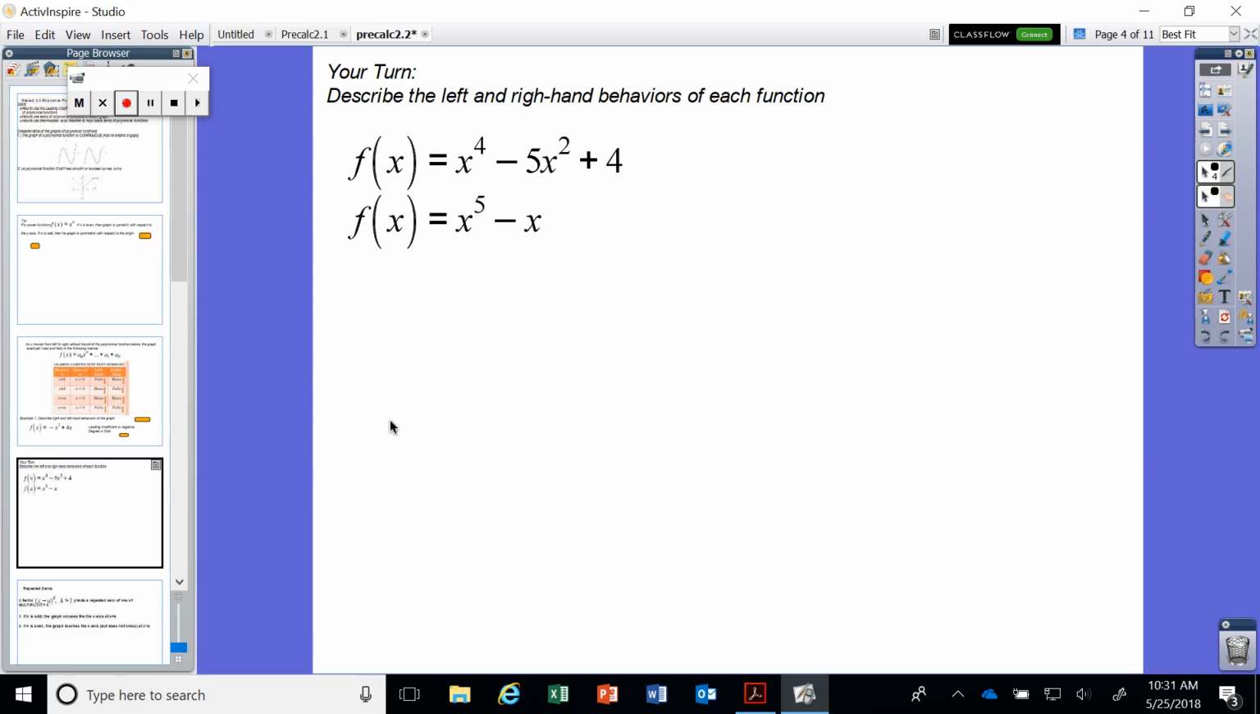Give these two a shot on your own. See what you can come up with using our chart and what we just found out about end behaviors. Find out what that leading coefficient is, find out what the degree is, and see if you can figure out what each of these two functions are up to. On to the next one.